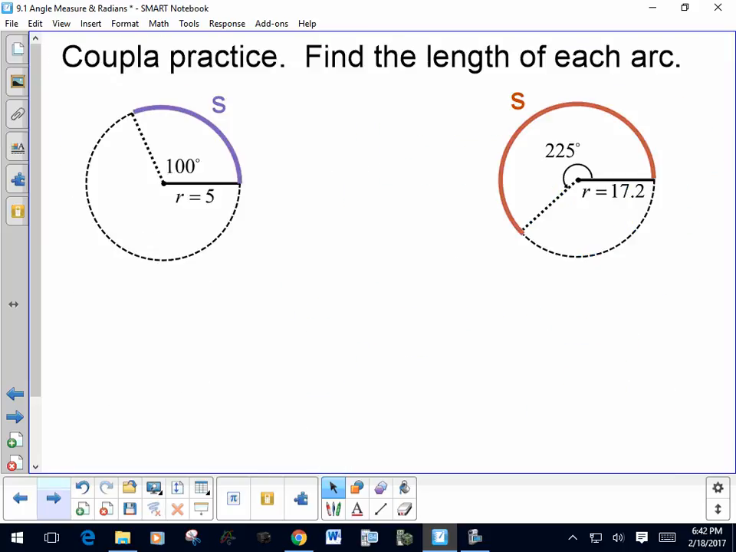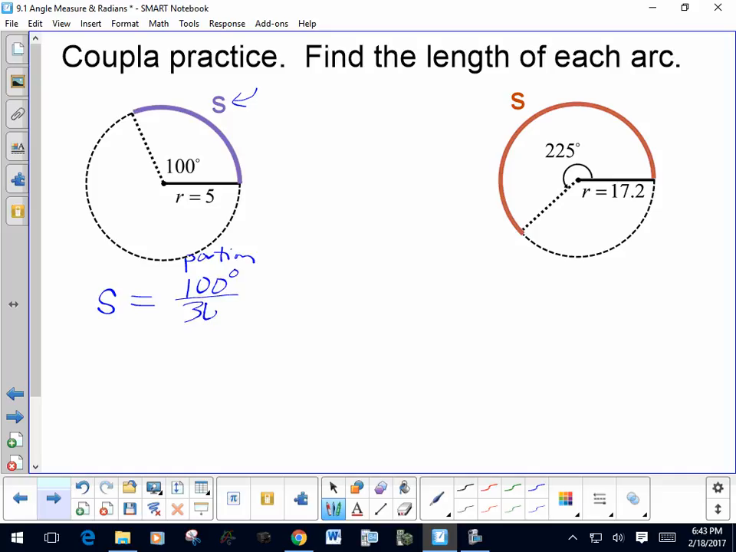Okay, so now I had you work on a couple of practice problems, so we can do these together. Usually when we talk about arc length, the symbol we use for it is S. So for these, we'll think of the arc length as the portion of the circle that we have. So this one is 100 degrees out of 360 degrees. And we want to times that by the circumference. In this case, that is 2 pi times the radius, which is 5.